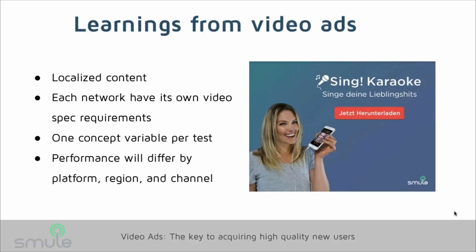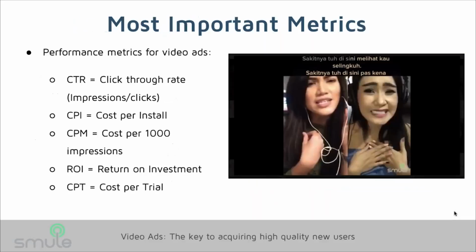So having all these variations and being able to not only effectively test on these networks, but also track them properly with the names and attribute the different KPIs within each platform, region, and channel that you're testing is very much vital to the learnings that you can make decisions on for the next batch of tests.